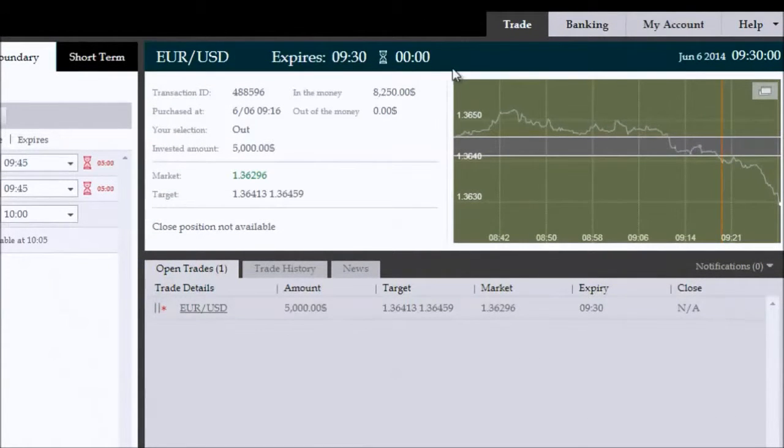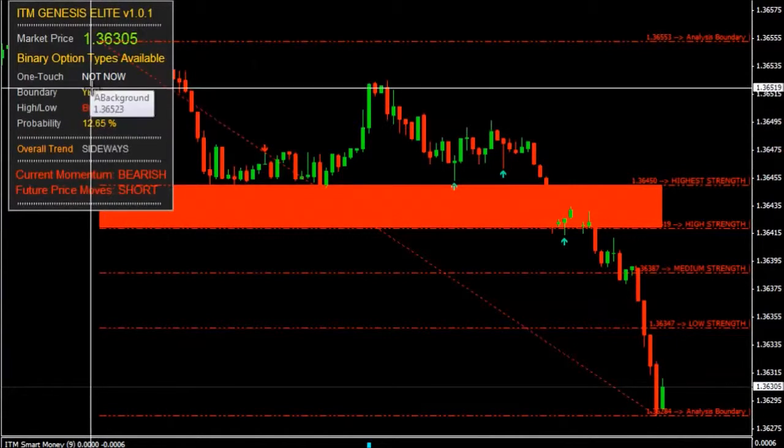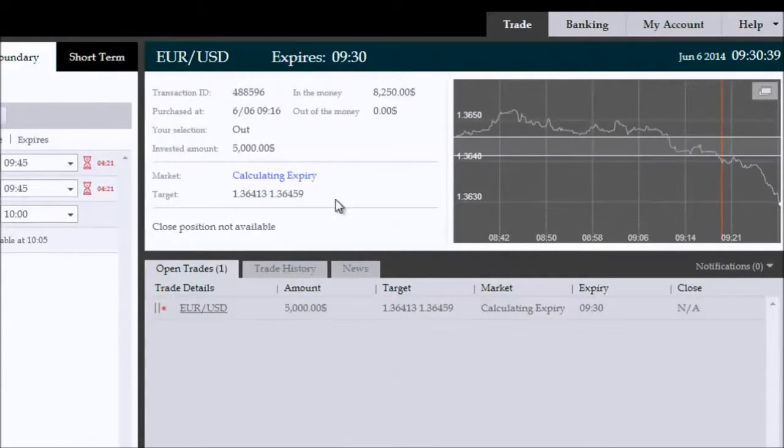So we're now expiring here, and we have expired in the money for a $3,250 net profit once calculation of expiry is complete. Also notice that yet again, price is in a position where ITM Genesis Elite is most likely going to present us with another boundary opportunity. If you use ITM Genesis Elite as much as most traders do who use it daily, you'll know that reaching that bracket of low strength and analysis boundary almost always results in Genesis Elite showing an outside boundary opportunity, as it just has now. You can see a 13% probability of price staying inside that current boundary.